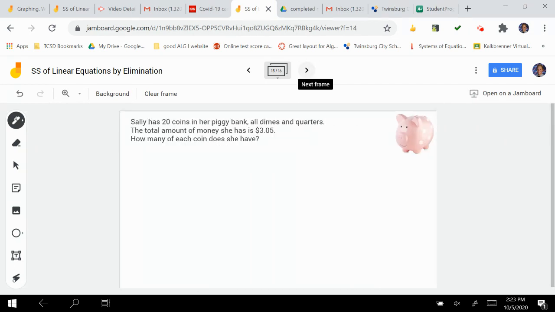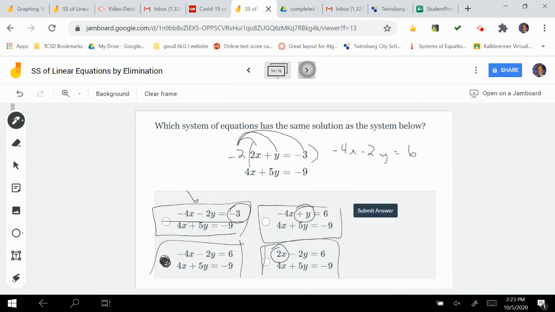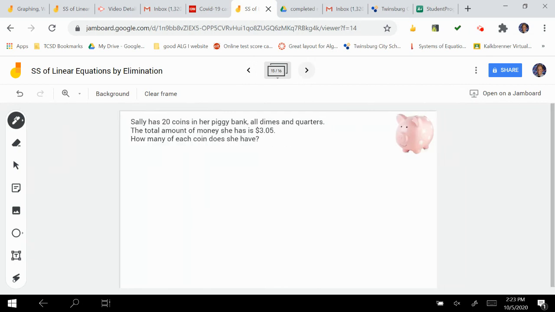Sally has 20 coins in her piggy bank, all dimes and quarters. The total amount of money she has is $3.05. How many coins does she have? If you notice, we have 2 equations for every problem that we've seen. So these word problems are going to have what? 2 equations. Sally has 20 coins. 20 coins equals 20 coins. How much money does she have total? $3.05. All right.